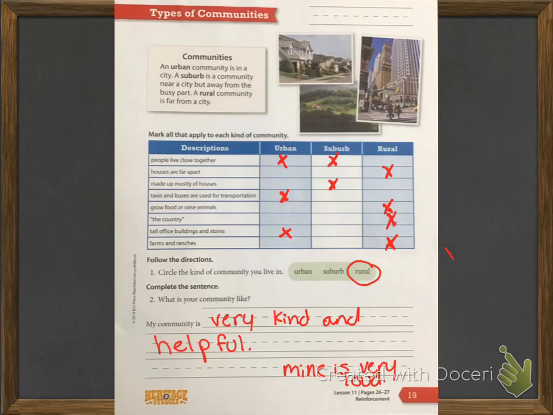I'm sure they're nice. I put it right here. But their dogs are very loud. They're loud. Okay, well then you can put mine is very loud. Yes, Charlie? I don't know how to spell annoying. Just do your best.